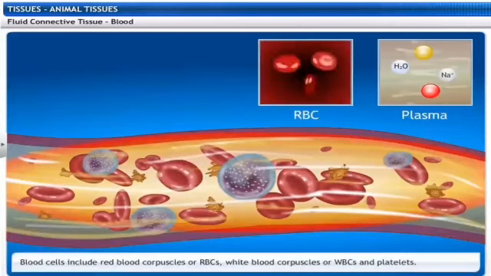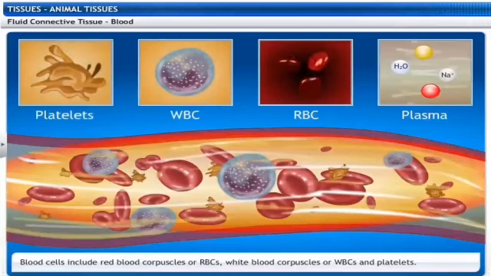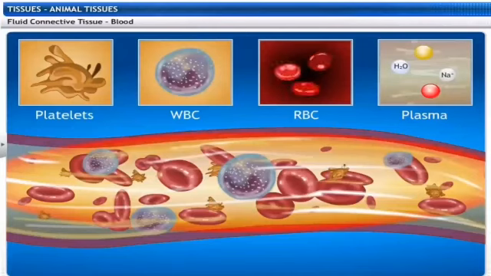Furthermore, blood cells include the RBCs, that is the red blood cells, responsible for the transport of the respiratory gases like O2 and CO2, the WBCs acting as the soldiers of the body, and the platelets responsible for blood clotting. So these are the various cells of our blood used for various purposes.